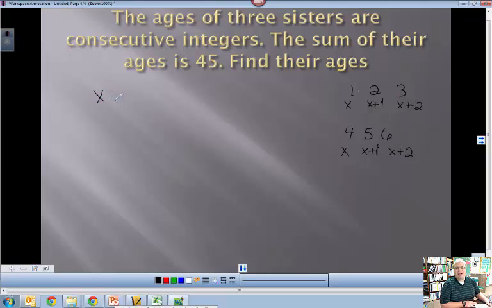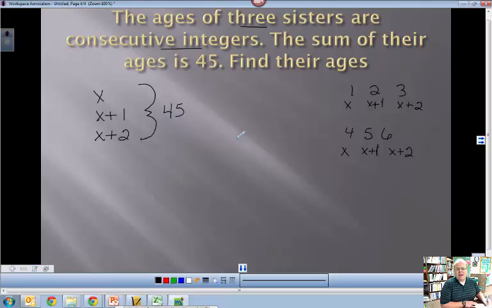So if I find my consecutive numbers, I have x, I'm going to have x plus 1, and then I'm going to have x plus 2. Because I have 3 sisters, their ages are consecutive integers, so they're in order. This would be like 1, 1 plus 1 is 2, 1 plus 2 is 3: 1, 2, 3, okay? Now, their sum, if I was to add these all together, I'm going to get 45. What I want to know is what their ages are.